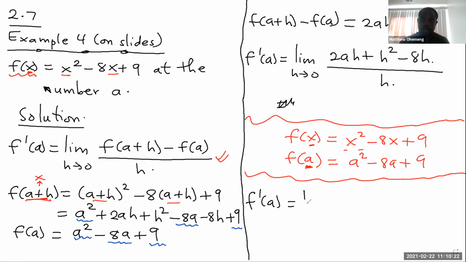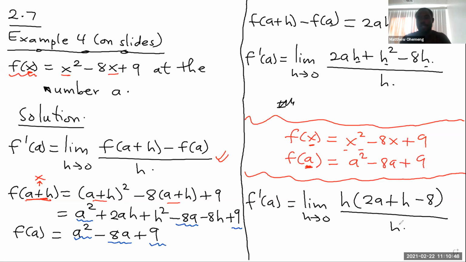So that'll become the limit as h approaches 0. And then for the top, I can see that there is an h factor here and there. You see? So that means I can factor out an h. And then I have what is left on this term. It is what? 2a. And then what is left here, if I factor out an h, is just h. And then what is left here is just minus 8. Right? And then all over h. Please, are you okay up to this point? Does it make sense? Any questions?